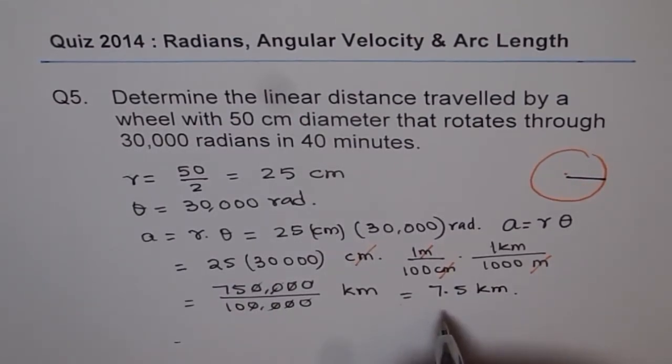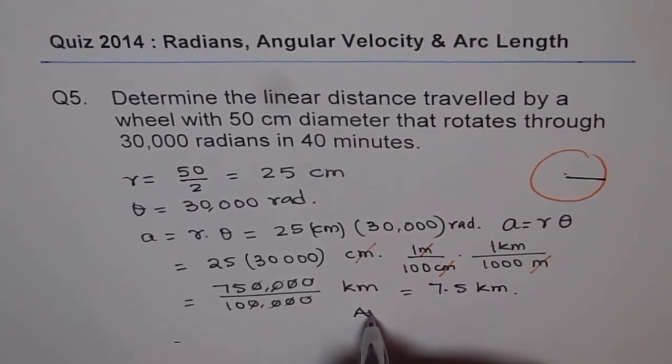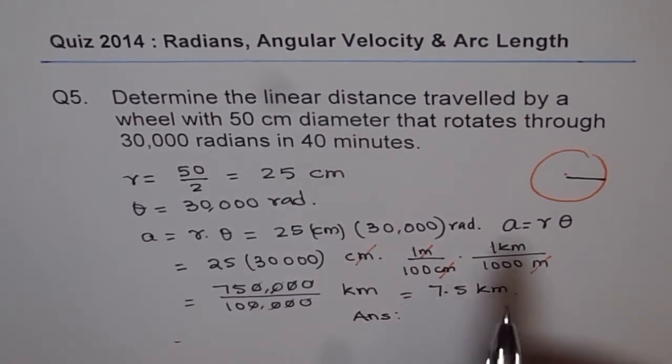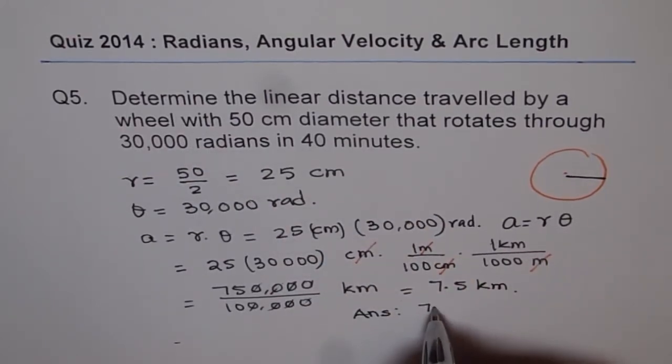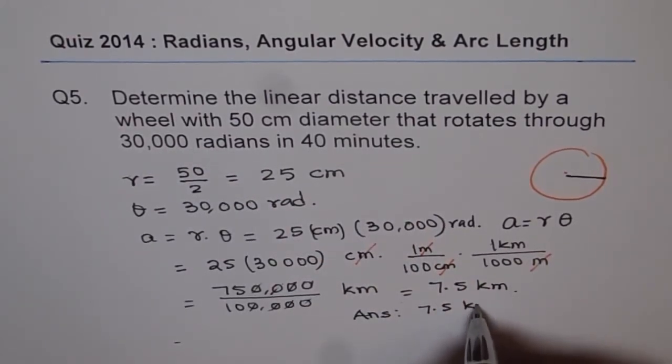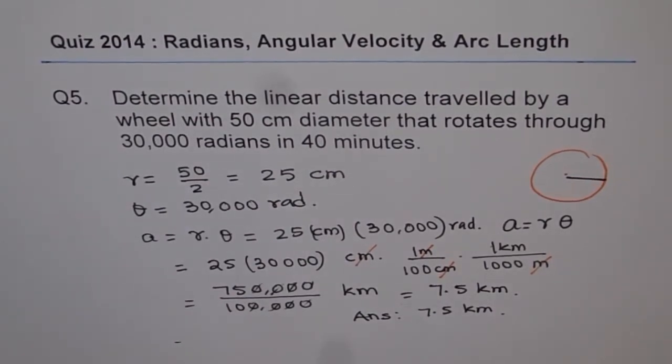So we can write down our answer as a complete sentence. The linear distance traveled by the wheel will be 7.5 kilometers, okay? So that is the answer, and that is how you'll do it.